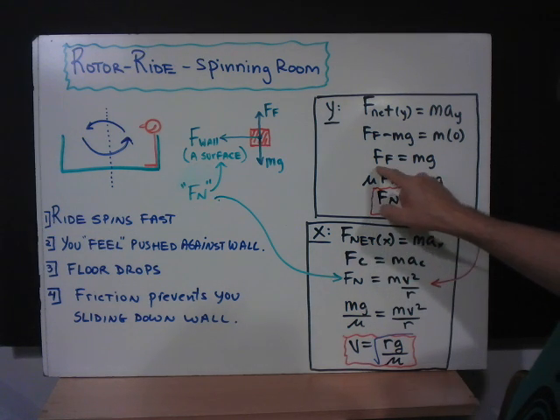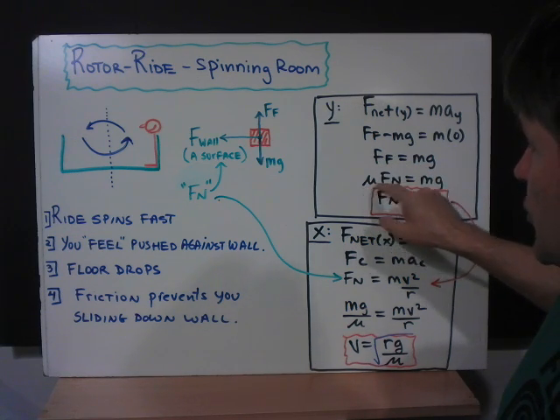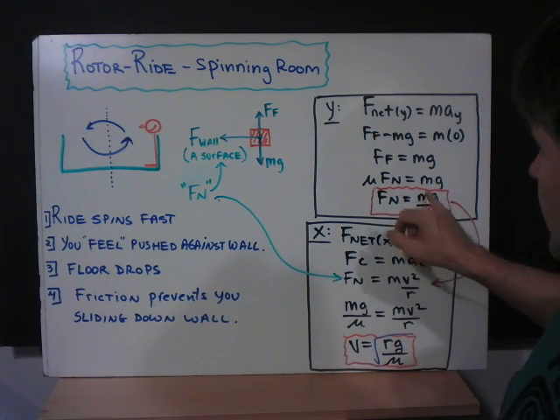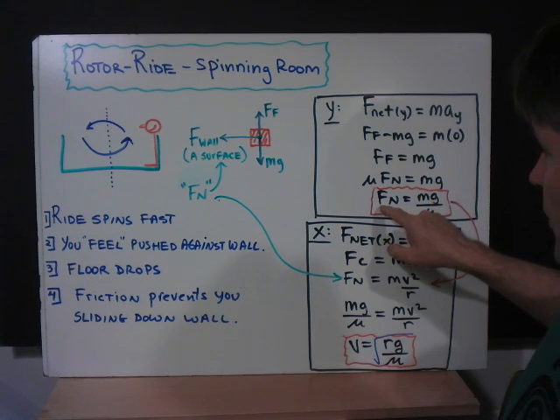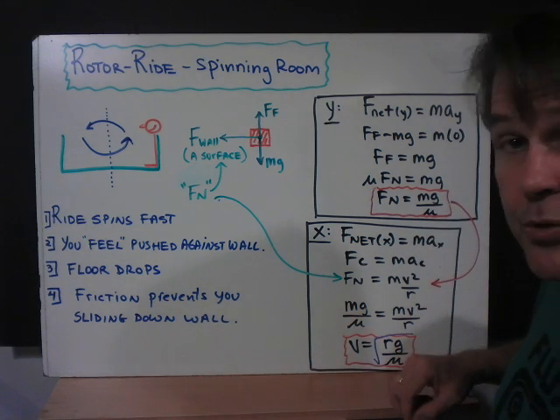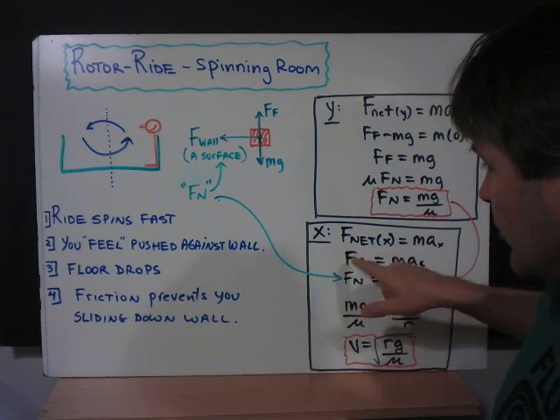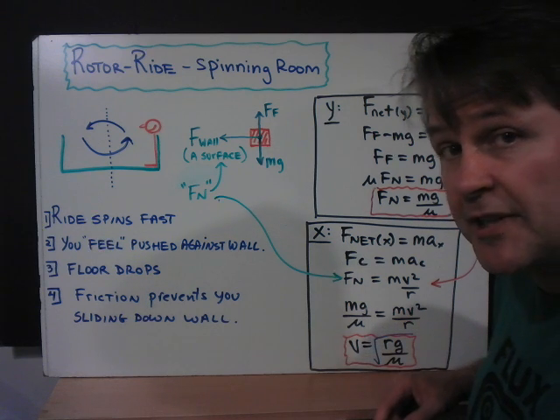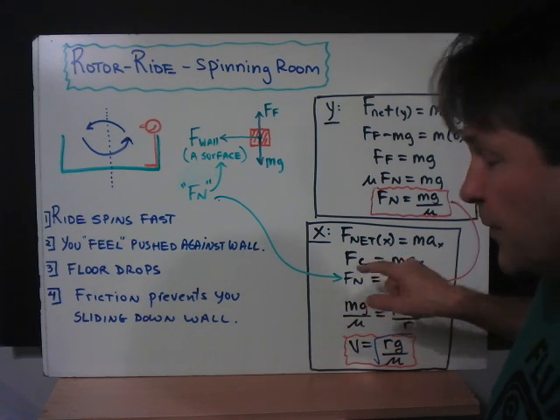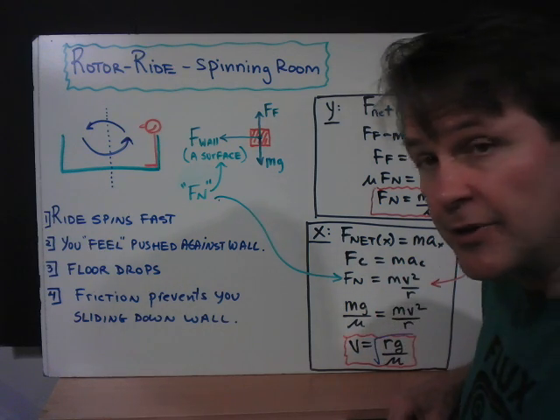So if we continue on here, Ff is equal to mg, but we know Ff is equal to mu Fn. That's the friction formula. So we do a substitution here. And if we rearrange this, the normal force, which is the force provided by the wall, is equal to mg divided by mu, the coefficient of friction. If we further analyze this, in the x direction, F net is equal to ma, Newton's second law. The net force provides the centripetal force, and that's equal to mass times the centripetal acceleration.